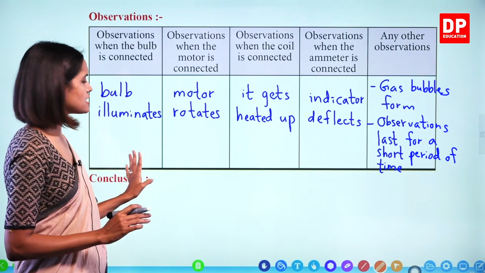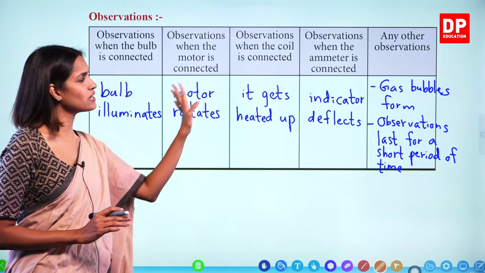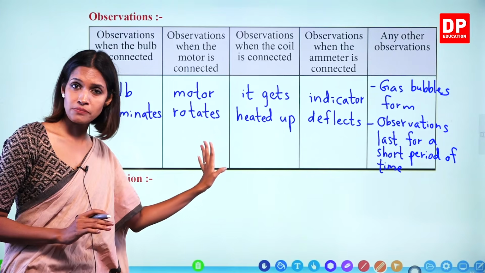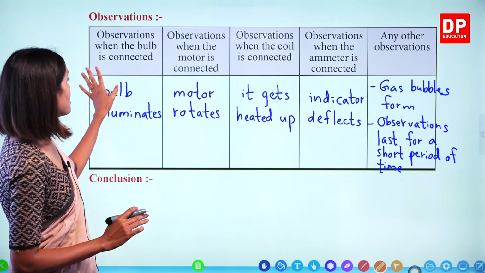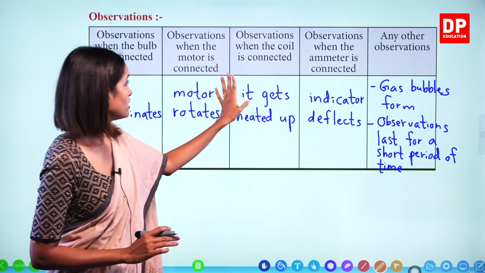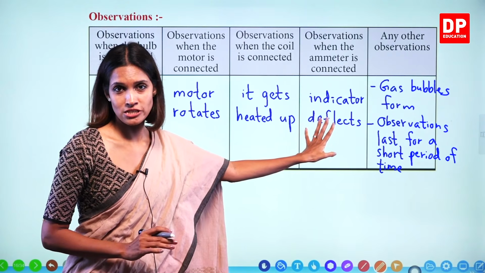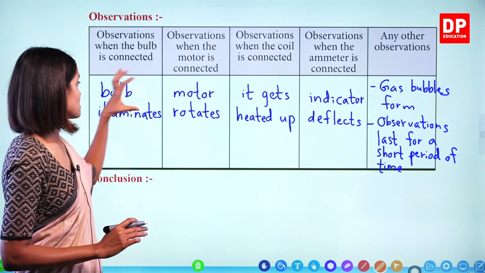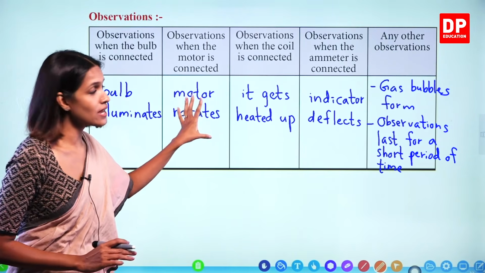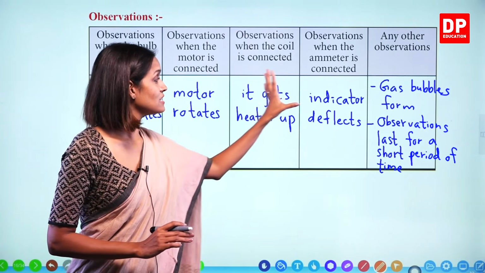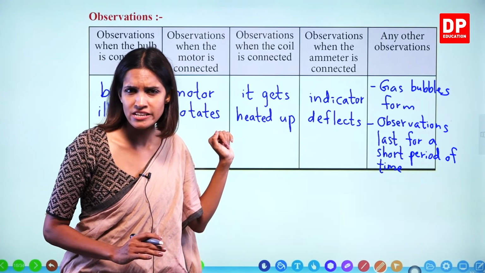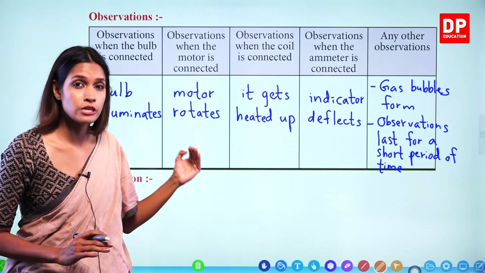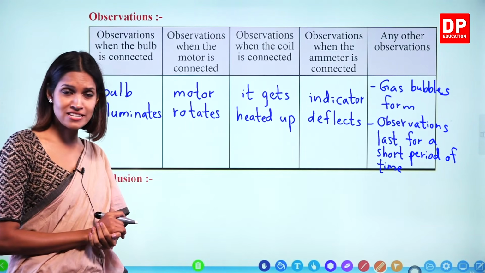Understand? So what is the conclusion? So we constructed the simple cell and we connected the simple cell to the bulb, the motor, the coil of wire and the ammeter. Okay. So you saw different observations. The bulb lights up, motor rotates, the coil gets heated up and the indicator of the ammeter deflects. Why do these things happen, children?